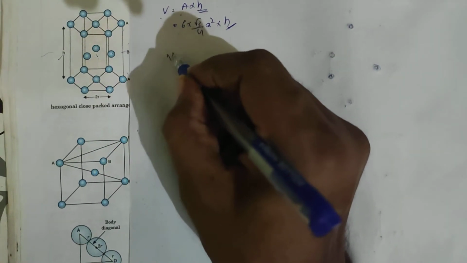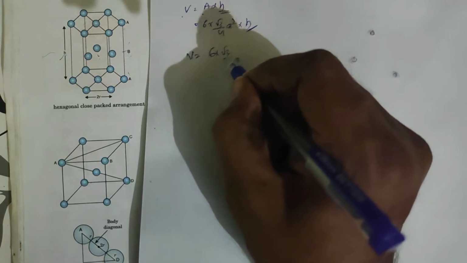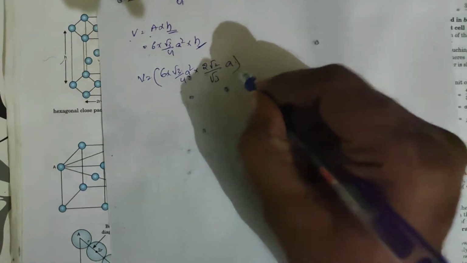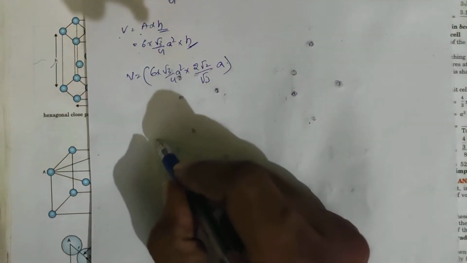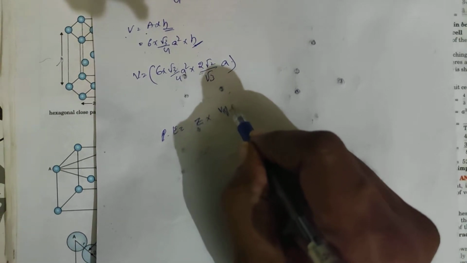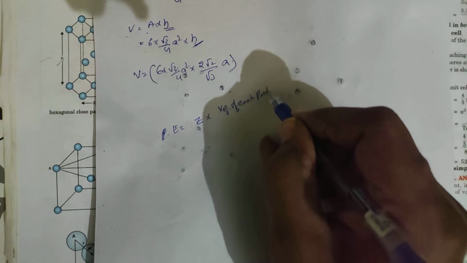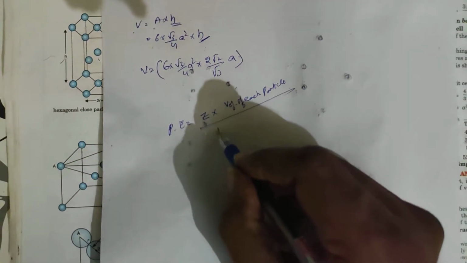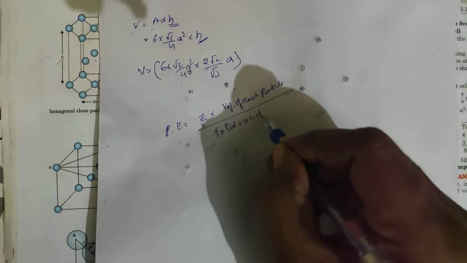Why have we calculated that height? Because in this place height is there, no? That one will be replaced, so as to calculate the volume. So it is 6 into root 3 by 4 a square into, what is the value of c? The value is 2 root 2 by root 3 a. This is the volume. Getting clear? So packing efficiency is nothing but number of particles into volume of each particle, by total volume of unit cell.